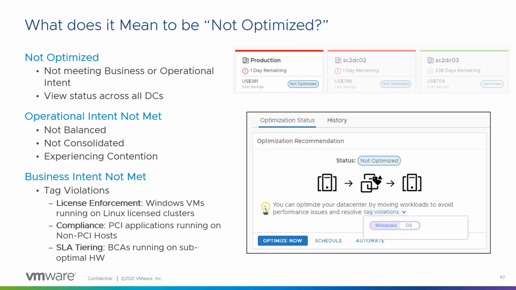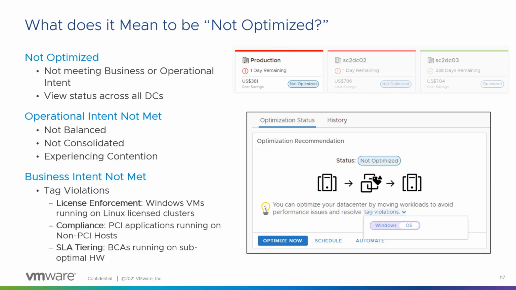If it's not meeting the operational intent, it means it's not balanced and you asked it to be balanced, or it's not as consolidated as it could be, or it's experiencing contention and things need to move. That's a good example of what is operational intent not being met and therefore not optimized.